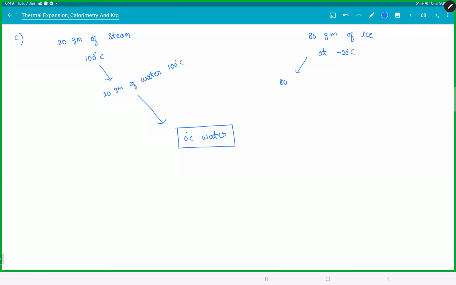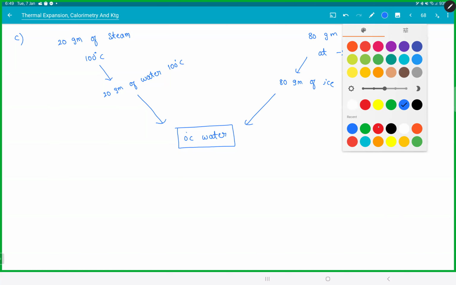This guy will become 80 grams of ice at 0 degrees. Maybe you forgot this part. Then you melt into water, isn't it? Minus 20 degree ice can't suddenly become 0 degree water. Minus 20 degree ice must become 0 degree ice, and then 0 degree ice will melt to 0 degree water. So see, you must have forgotten some term. That's why you're getting 38.